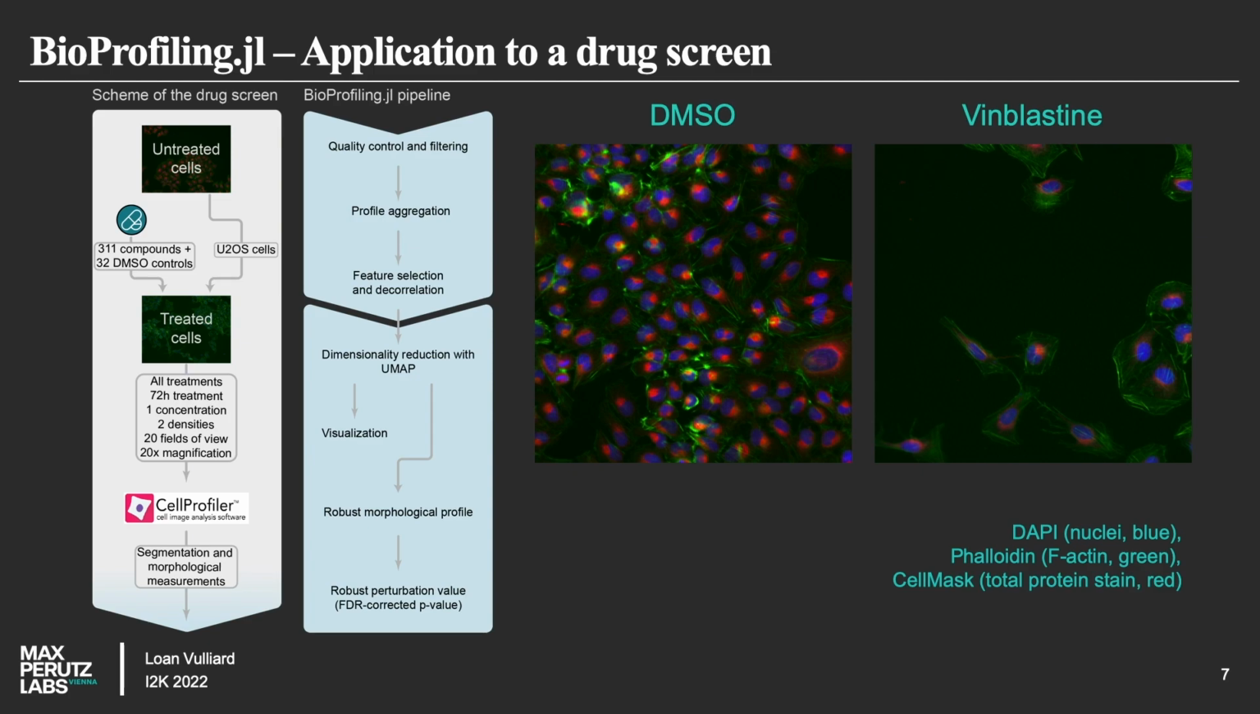and observed how the cells look before and after treatment. Here is an example. DMSO is our negative control, and vinblastine is a tubulin inhibitor, and you can see that the cells that are not dying have a really distinctive morphology. So what we did is that we processed all of these images and measured descriptors of the morphology of the cells using CellProfiler. And these measurements are what we used as input to BioProfiling.jl.